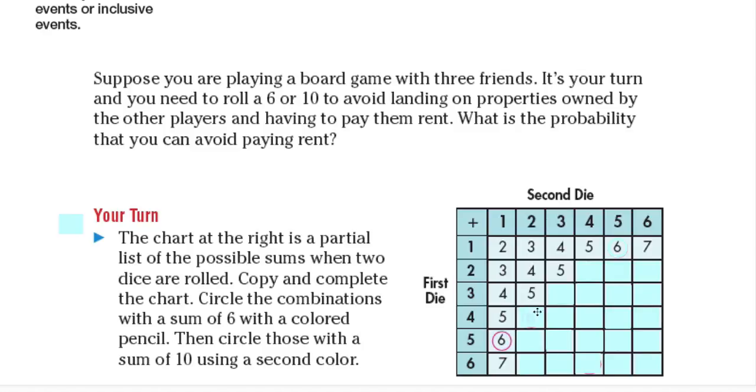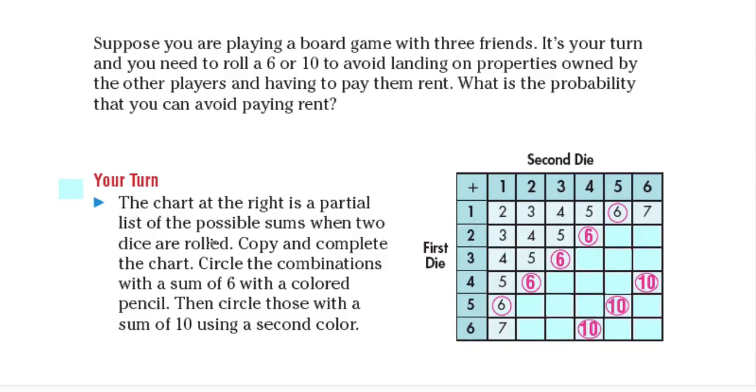That's 1. 2 plus 4 will be 6 too. 3 plus 3 will be 6. 4 plus 2 will be 6. And 1 plus 5 would be 6. So there are 5 possible combinations out of 36. Then circle those with a sum of 10. A sum of 10 would be 6 plus 4 is 10, 5 plus 5 is 10, and 4 plus 6 is 10. So those are the directions that were asked of us.